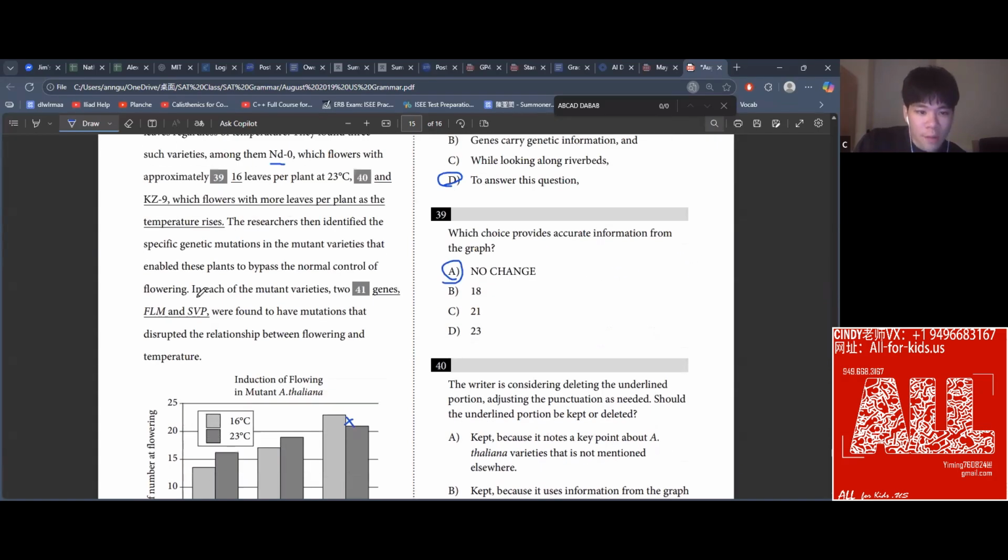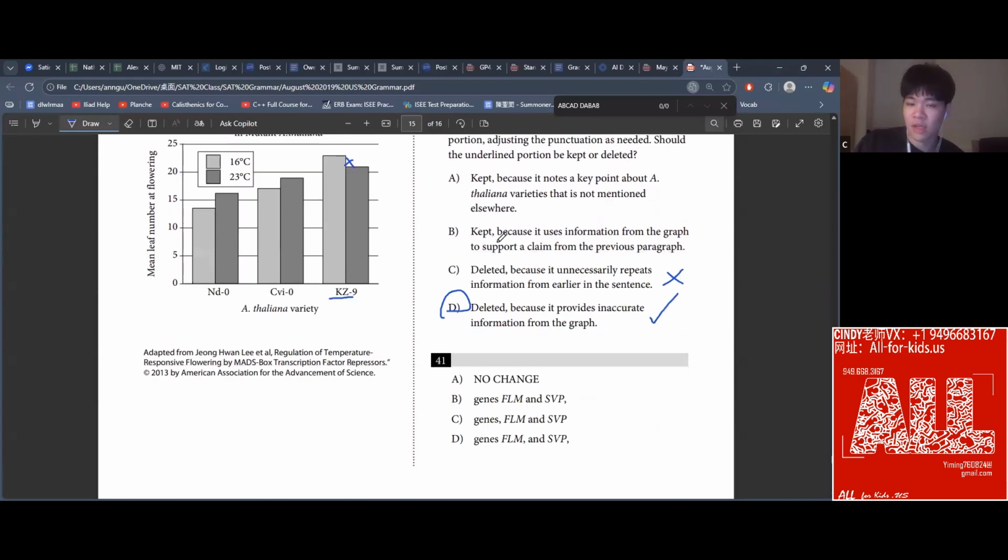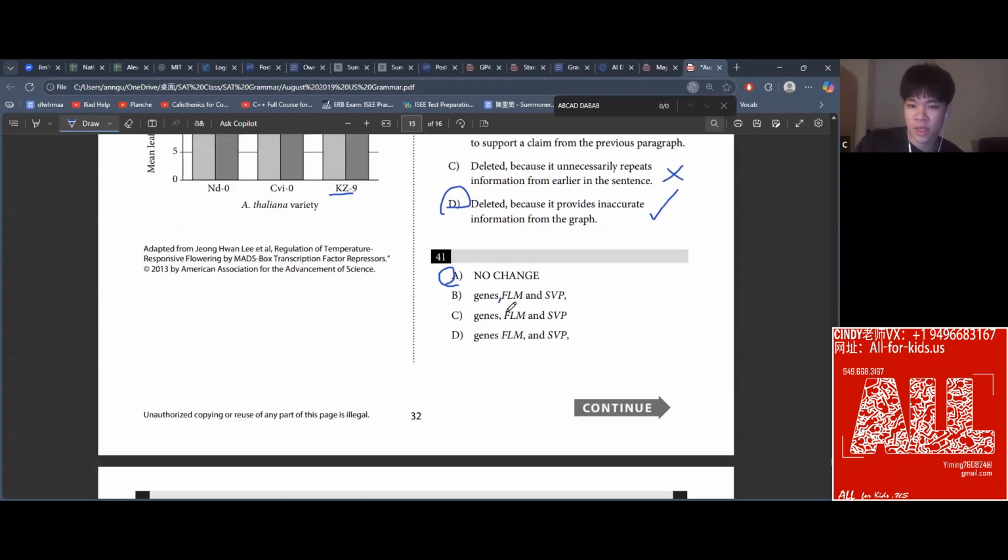Next, in each of the mutant varieties, 2 genes were found to have mutations. So genes work, right? And the thing about this is 2 genes, and it's A equals B. So since A equals B, we want comma, comma. So the answer is A. There's a missing comma here, missing a comma here. The comma you don't put here, you put here. So the answer is A.